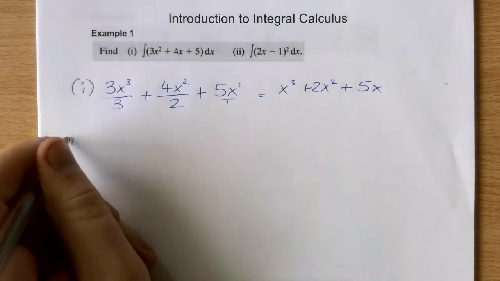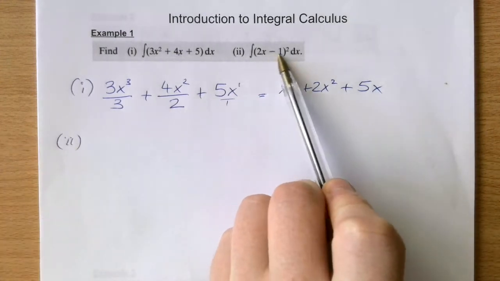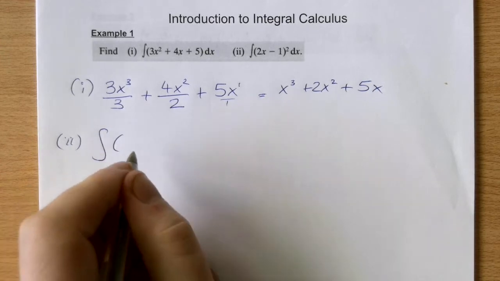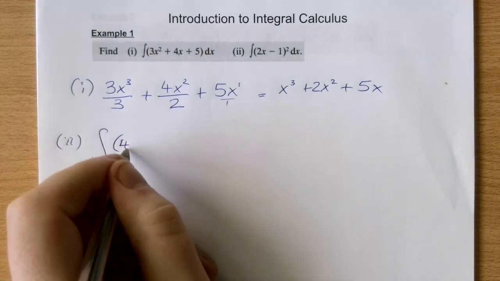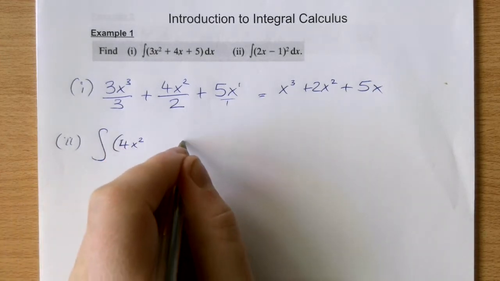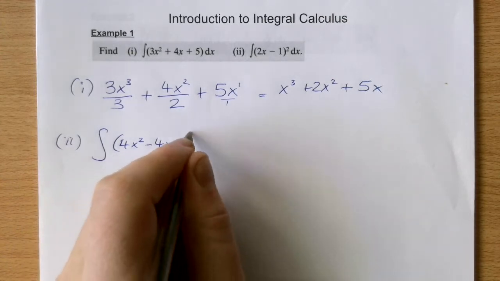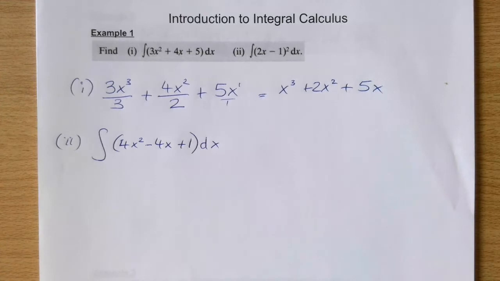For the second one, same kind of idea, although first of all what we need to do here is multiply out our brackets. To multiply out our brackets quickly, we can square the first, so it's 4x squared, square the last, so it's plus 1, and then the first by the last by 2, so it's minus 4x in the middle, and then we'll do dx on that.